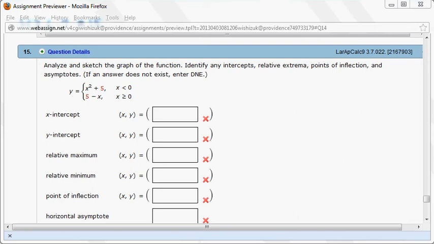Okay, let's look at homework 3.6, 3.7, number 15. So we have this piecewise defined function, then we just need to find a bunch of things. So let's do that.